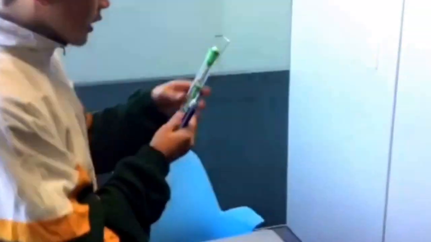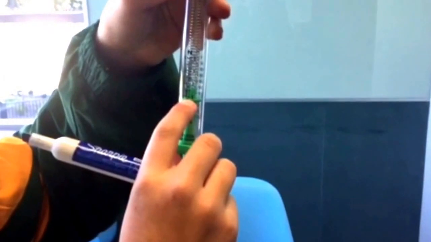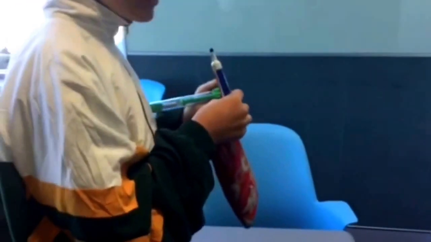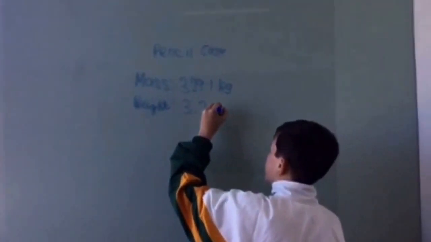Okay, so now we'll find out the weight of the pencil case here. And what we use to find this out is called the spring balance here. So what we do, we get the hook and we hook it onto the pencil case. And then see it's measuring newtons. So we wait and watch. So it's 3.2 newtons. Okay, so right up here, 3.2 newtons. Okay, so that's how you find the mass and weight of an object.